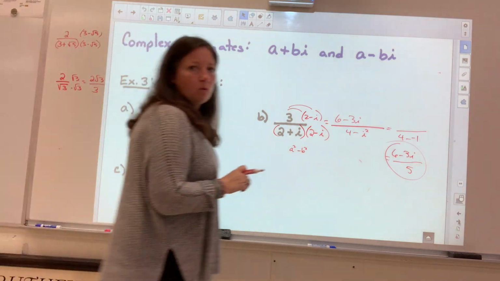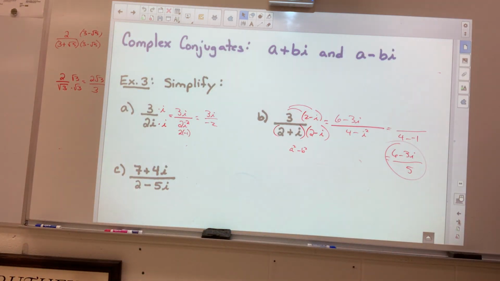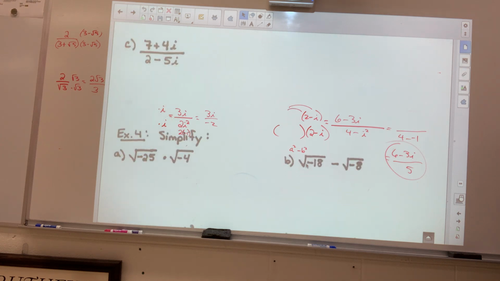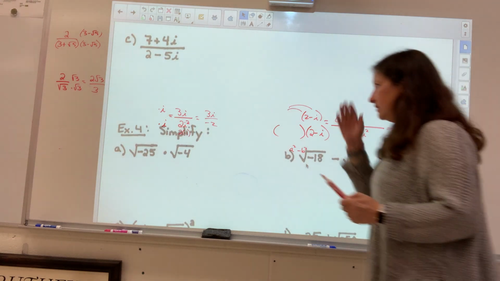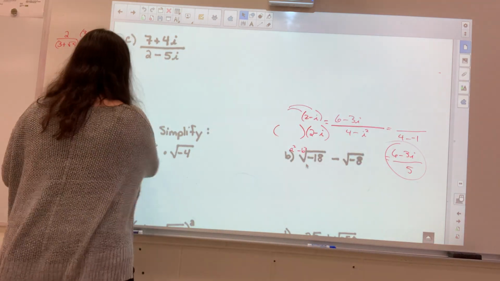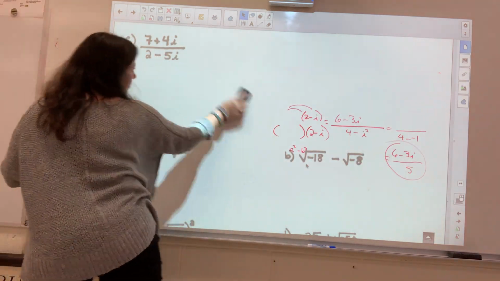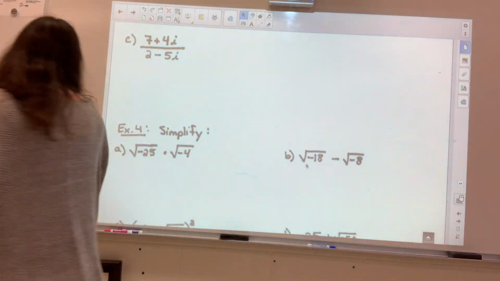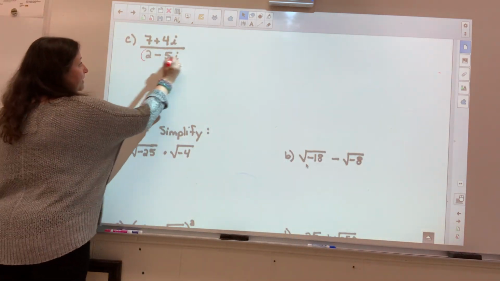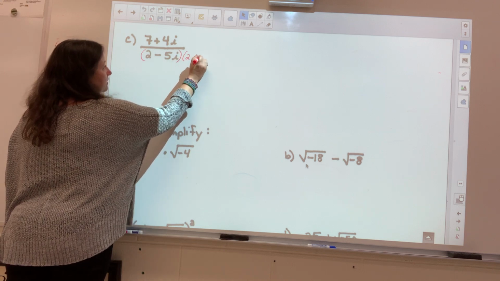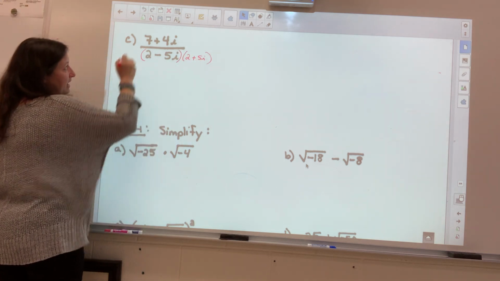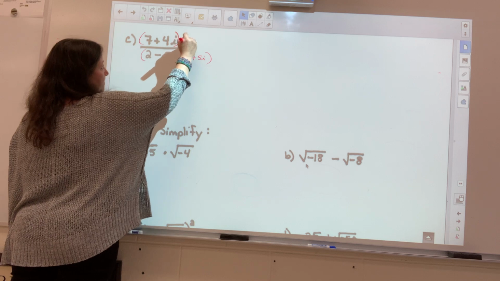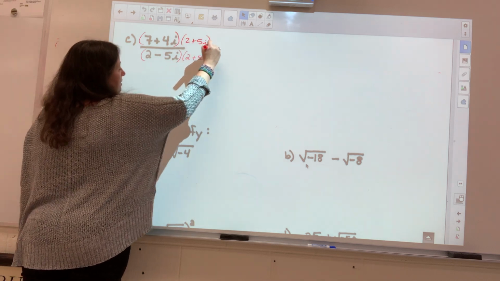So let's do one more rationalizing the denominator. 7 plus 4i over 2 minus 5i. What do we need to multiply the denominator by to get rid of the i? We need to multiply by the conjugate. Whatever we multiply the bottom by, we have to multiply the top by.